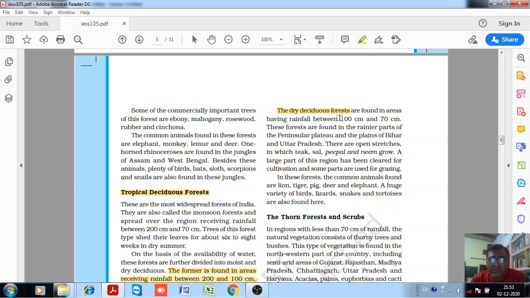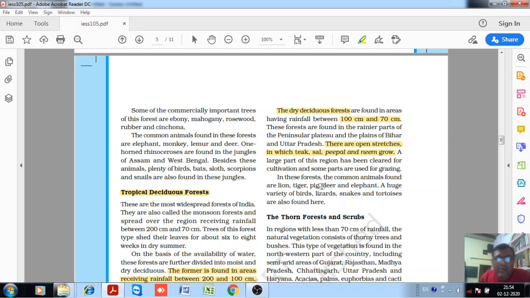Then after, the second part of the tropical deciduous forest is the dry deciduous forest, where the rainfall is 100 to 70 centimeter. These forests are found in rainier parts of the peninsular plateau, means peninsular plateau and the plains of Bihar and Uttar Pradesh. There are open stretches in which teak, sal, peepal and neem grow. So these are the types of plants which you can find in dry deciduous forests. A large part of this region has been cleared for cultivation and some parts are used for grazing.